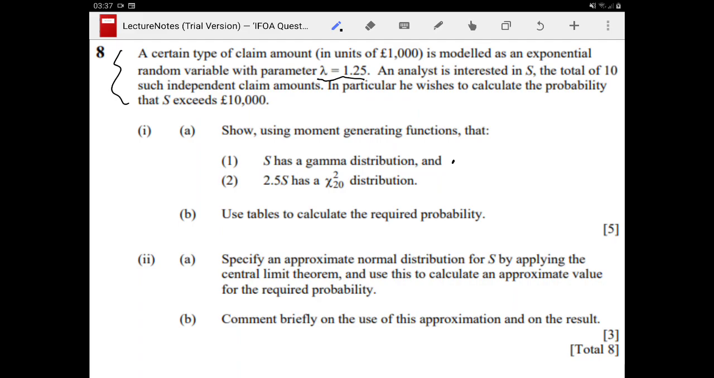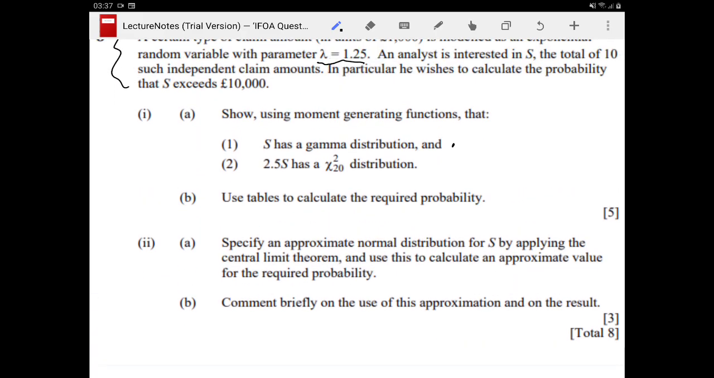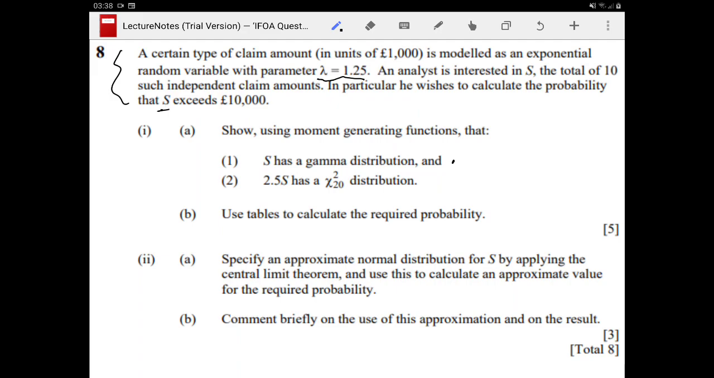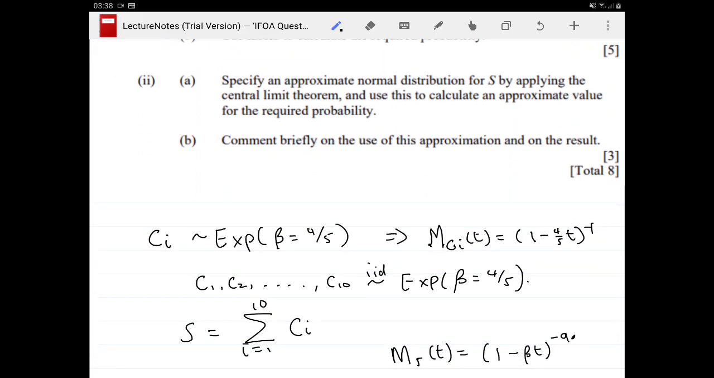And then the last part of question I says, use the tables to calculate the required probability. So the required probability that we're trying to calculate is that S exceeds 10,000. But remember that S is the sum of claim amounts Ci, where Ci is exponential. But what's important is that our claim amount is in units of 1,000. So if we want to say that the sum of the claim amounts is greater than 10,000, we're trying to say that the sum of the Ci's, because Ci's are in thousands, is greater than 10.